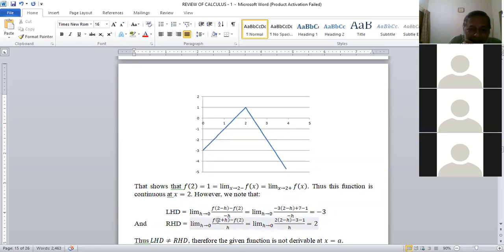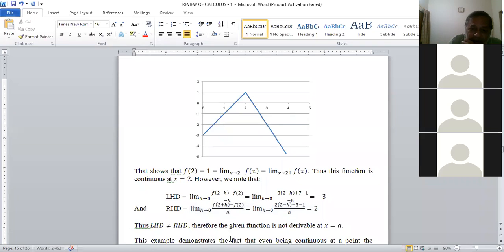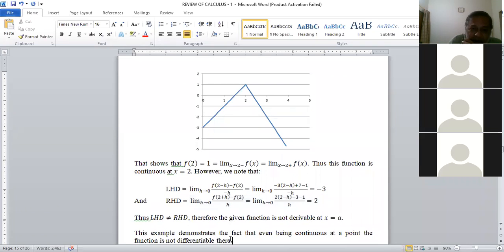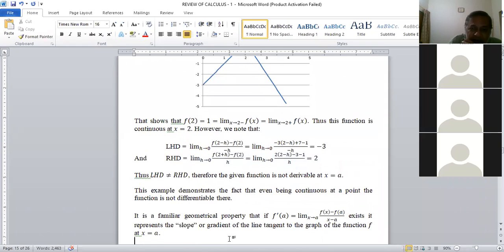Right hand, f of 2 plus h minus f2. So it has to be 2x minus 3 according to the formula. And I simplify this and get the value. I will get the limit 2. So left hand derivative is -3, right hand derivative is 3. They are not same. So when we have explored derivability, we have to explore this kind of limit from both sides. When left hand derivative is not equal to right hand derivative, we say that the function is not differentiable.